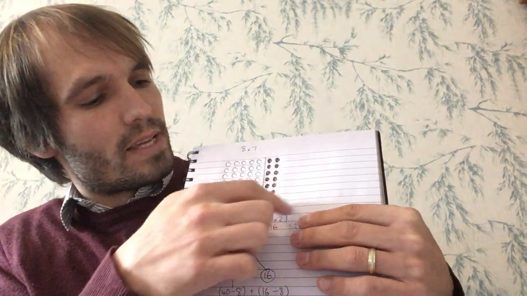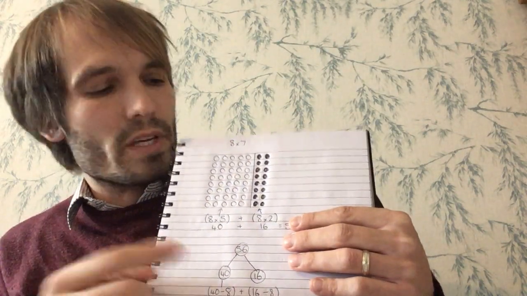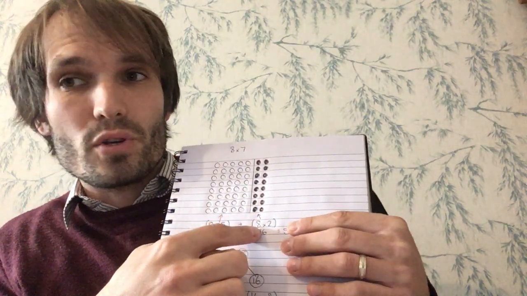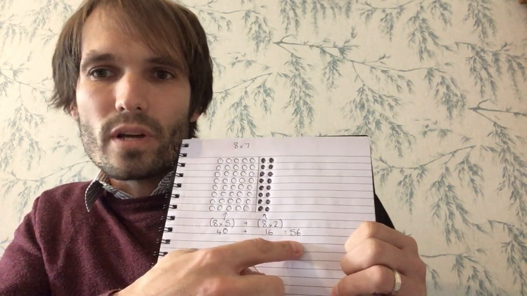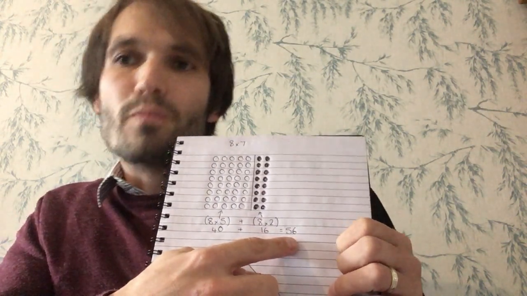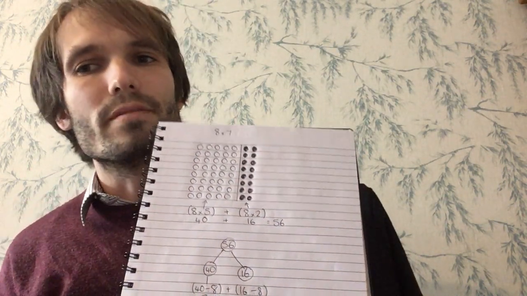As you can hear, 8 times 7 can be split into 8 times 5. Now 8 times 5 is 40. And then 8 times 2, which is 16. We add these two together and we get our product, which is 56. The product, by the way, is just a name for an answer to a multiplication question.